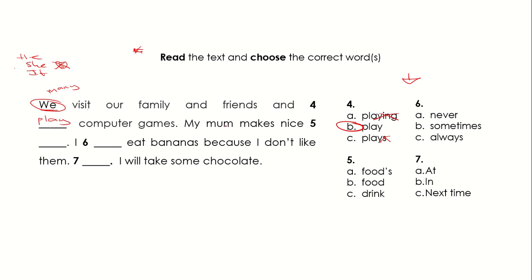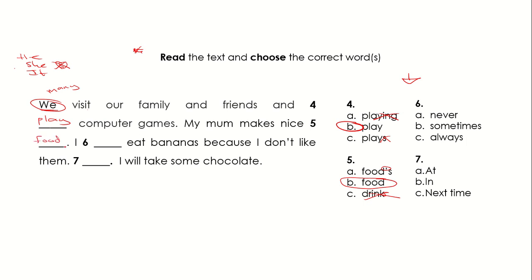Okay, the next one says, my mom makes nice foods, food or drink. This here, the apostrophe, we call that an apostrophe. It tells me that the food belongs to someone, or it can tell me that it's a contraction. This is not a contraction, and the food does not belong to anyone. It just says my mom makes nice food or drink. We don't say drink, we say drinks with an S on the end. So it is not drink, my mom makes nice food. That's our answer. So my mom makes nice food.